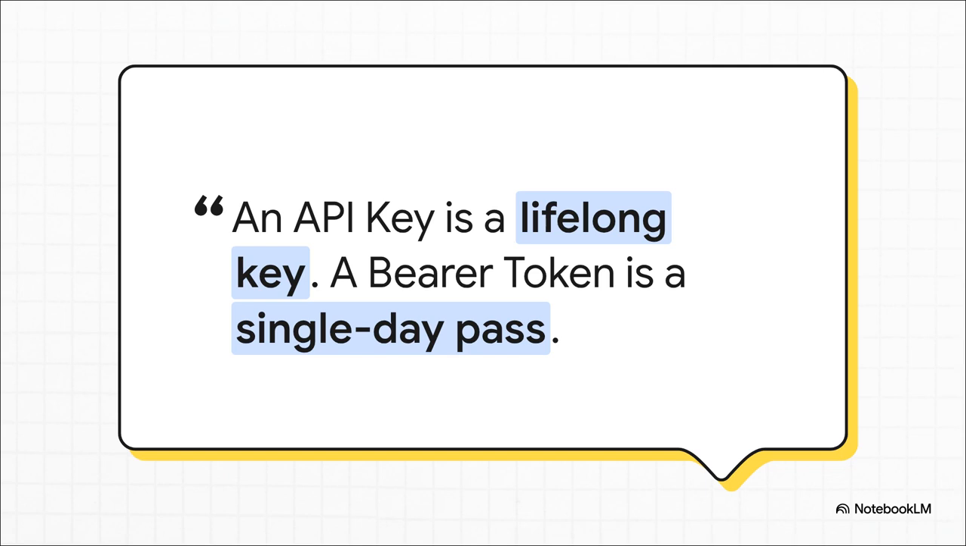I love this analogy because it just makes the two most common modern methods click instantly. An API key is your permanent secret key. You get one, you hold on to it, and you use it for a long time. A bearer token, on the other hand, is temporary. It's like a concert ticket. Whoever holds it or bears it gets in.